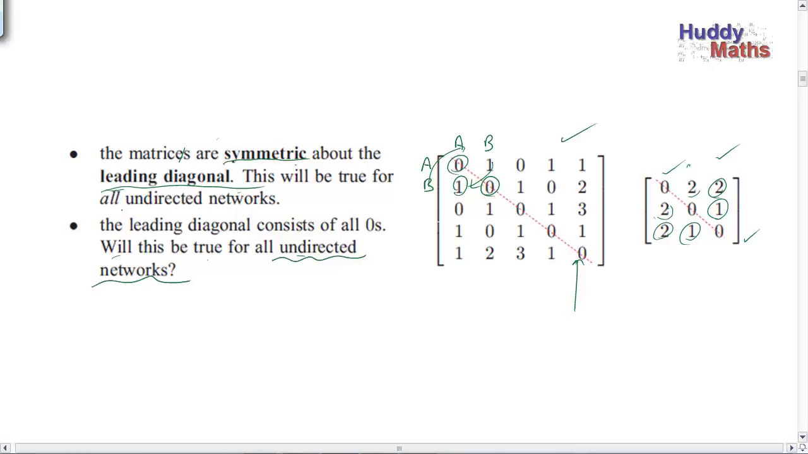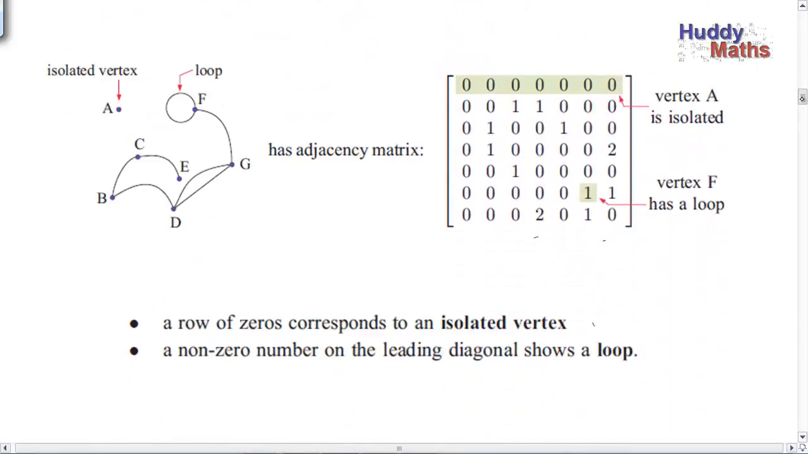But hang on. Undirected networks, there may be an exception to that. Do you want to see what that exception is? Come on down and have a look. Here it is here. Of course, let's do F for a start, because that's what we're just looking at. F could be looped. There could be a way of driving around and coming back on a road to F.